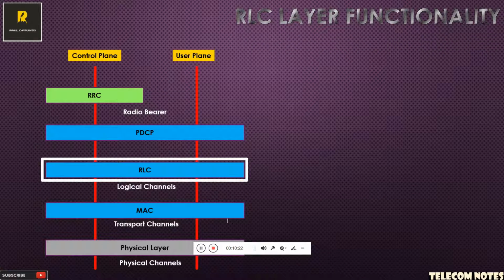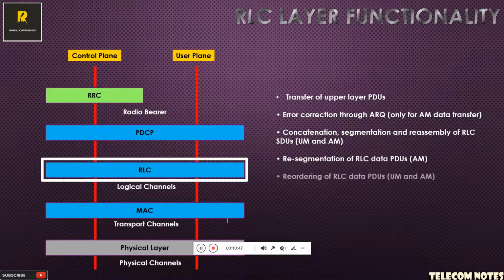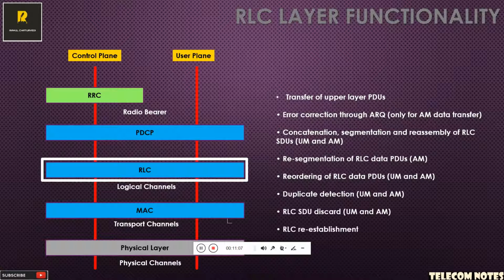Coming to the RLC layer functionality: transfer of upper layer PDUs, error correction through ARQ only for acknowledgement mode, data transfer, concatenation, segmentation and reassembly of RLC SDUs, UM and AM, resegmentation of RLC data PDUs for acknowledgement mode only, reordering of RLC data PDUs, that is UM and AM, duplicate detection in case of UM and AM, RLC SDU discard again for the same two modes, RLC re-establishment, and error detection and recovery.